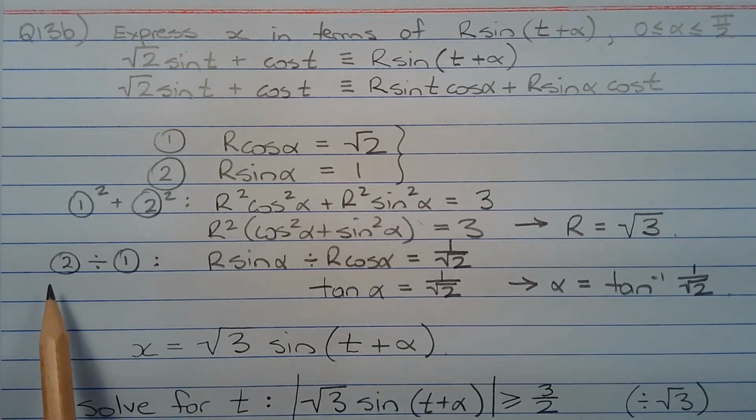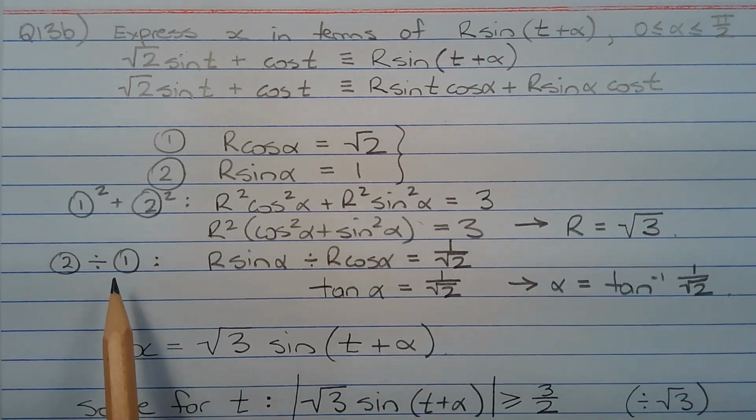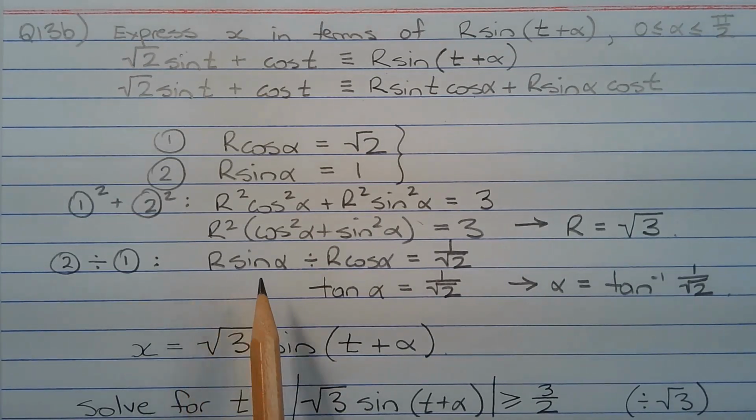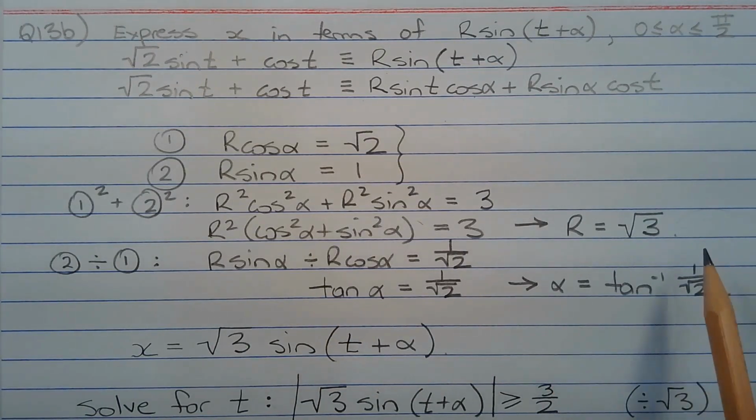Taking equation number 2 and dividing it by equation number 1 to solve for alpha, we have r sine alpha divided by r cos alpha is equal to 1 over root 2. And the r's cancel, and sine alpha divided by cos alpha is equal to tan alpha. So tan alpha is equal to 1 over root 2. And taking the inverse tan of both sides, we get alpha is equal to inverse tan of 1 over root 2.